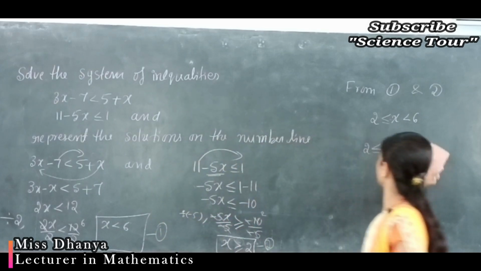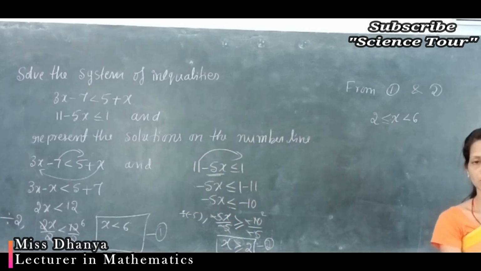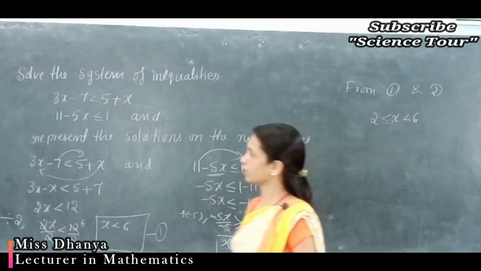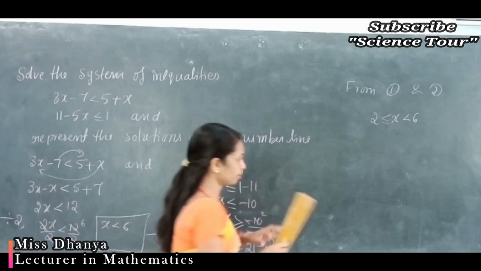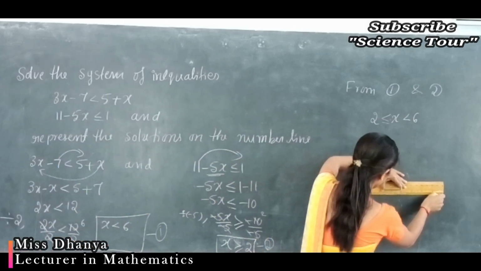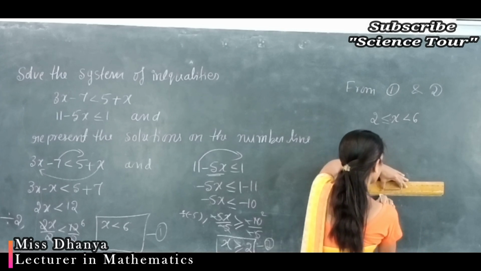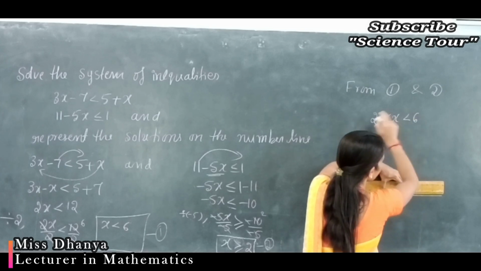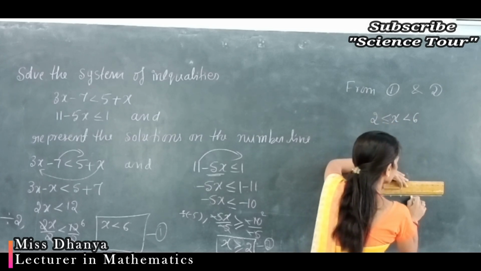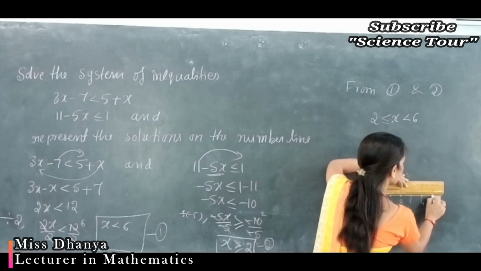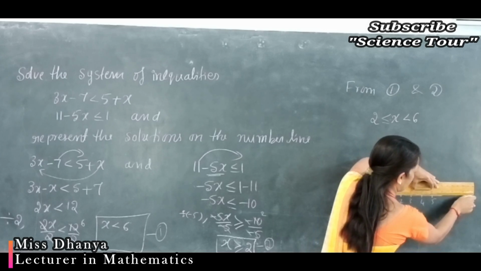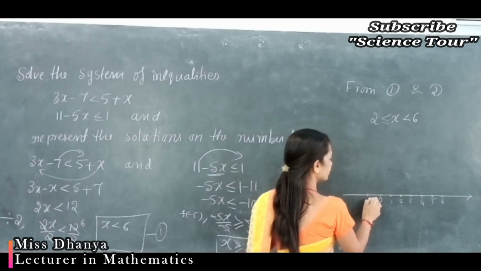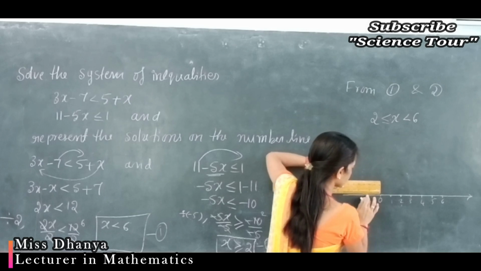Now you have to represent the solution of this system of inequality. You have to represent the solution of this inequality on the number line. So you have to draw a number line, and you have to mark positive numbers on the positive side. Up to 6 we need, and here left side 2. Okay, 2, 3, 4, 5, 6, etc. Positive side and negative side, negative numbers are there. Okay.